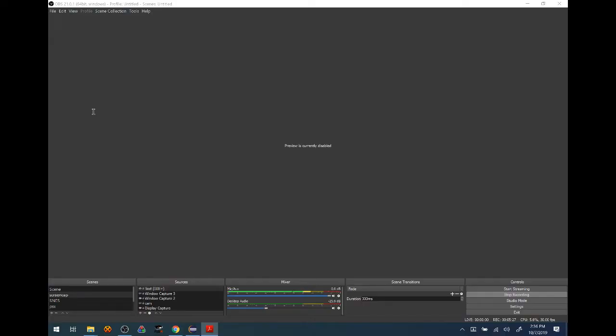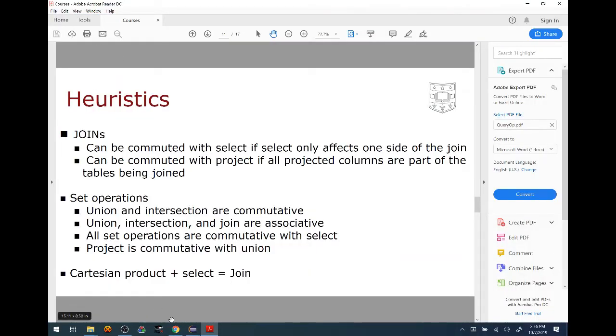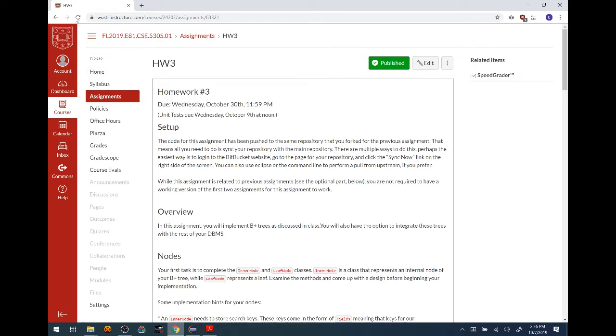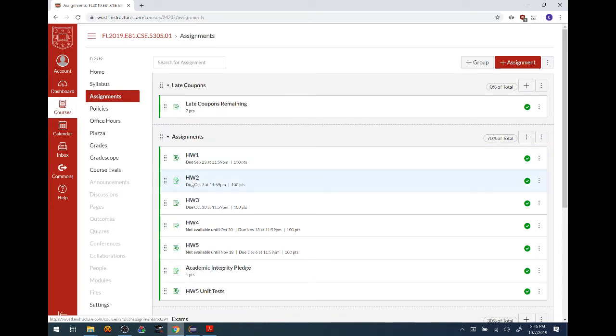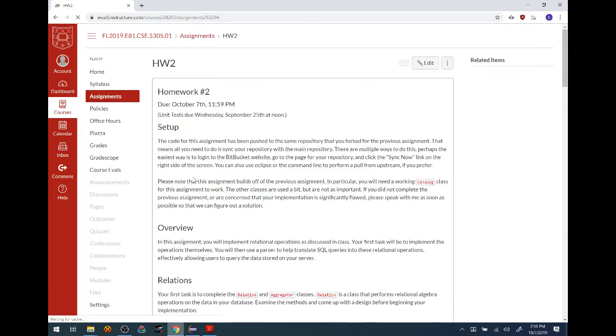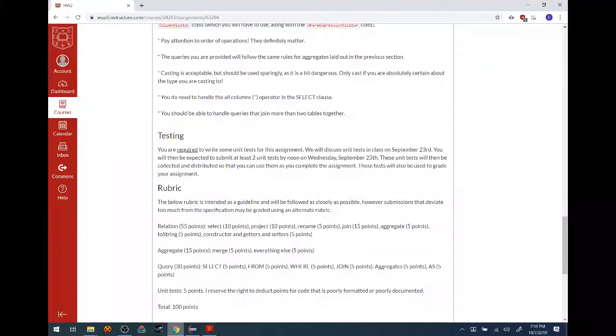I believe that's all on the rubric. I mean, I can pull up the rubric and take a peek real quick and see. That's homework 3, which we're going to talk about a little bit later, but homework 2, query, aggregates 5 points, as 5 points. And then for the relational, here's your aggregate for just the relational objects. Yep.